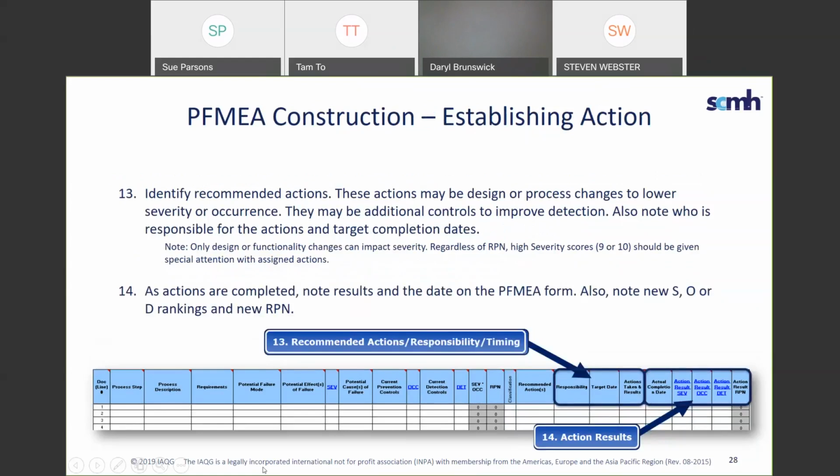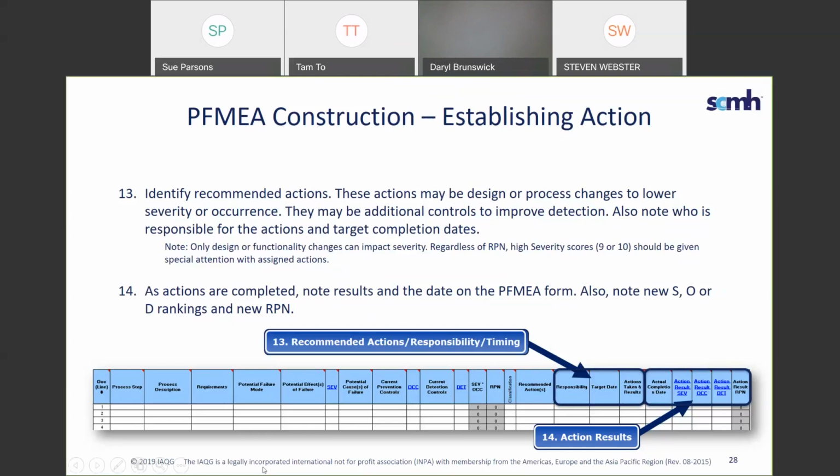Okay, now that you have the body of the PFMEA done, everything to the right of the recommended actions, you put your ranking down and you identify which lines you're going to work. So you put down the recommended actions, kind of your action plan, here. The actions may be design or process changes to lower the severity or occurrence. They may be additional controls or improved detection, which will bring that number down.